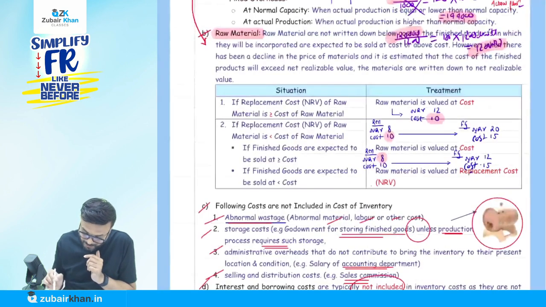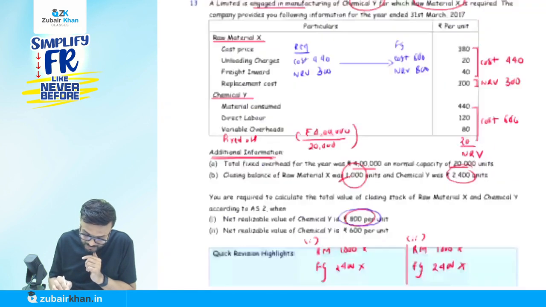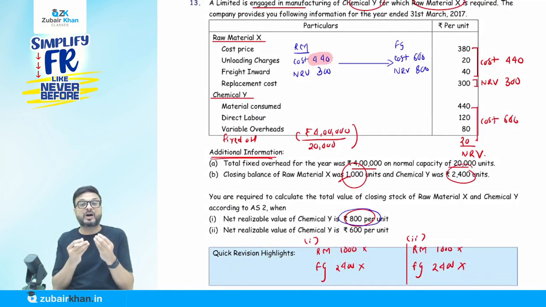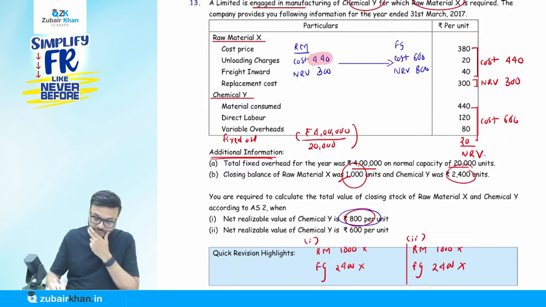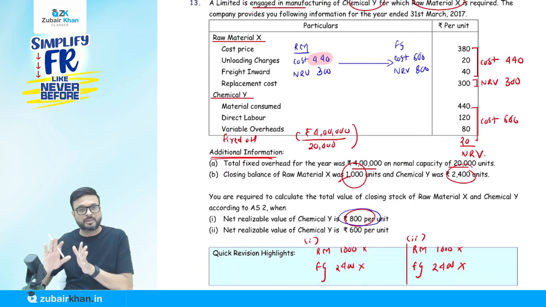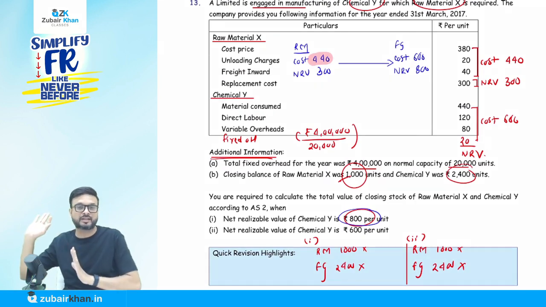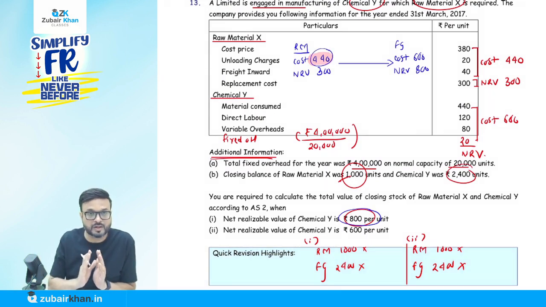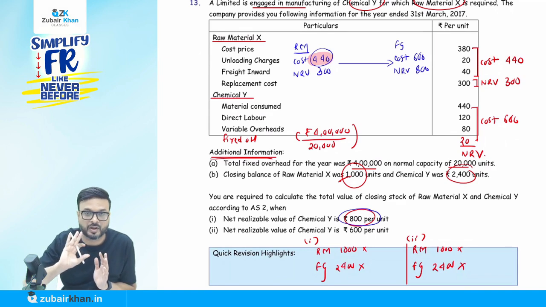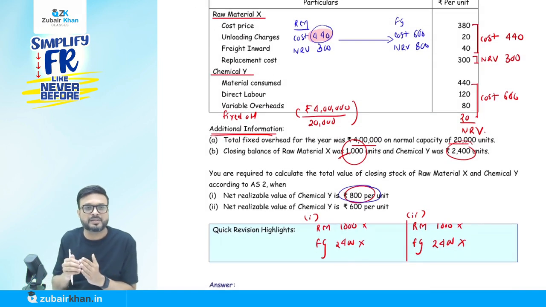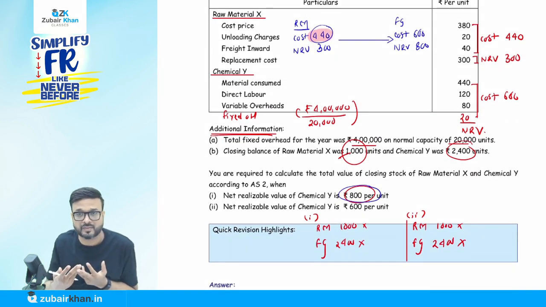So here valuation should be done at what? Cost. The logic is that my finished good is going to recover the loss, even though the NRV of the raw material is lower. Ultimately, there will be no loss when finished goods sell the product. So even though NRV is lower, I will still do the valuation at cost, because in future there is no loss. The conservatism approach does not apply here.